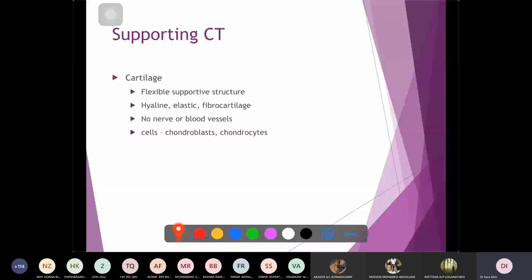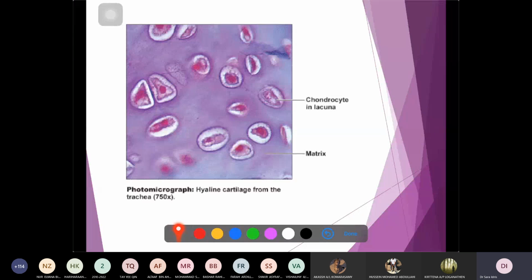Lastly would be supporting connective tissue, which includes your bone and cartilage. We'll be talking about this in a specific lecture. Cartilages are more flexible structures and can be divided into hyaline, elastic, or fibrocartilage. They don't have any nerves or blood vessels, and are made up of chondroblasts and chondrocytes. The chondroblast is the more immature cell, and the chondrocyte is the more mature cell. This is what a cartilage, especially a hyaline cartilage, would look like.